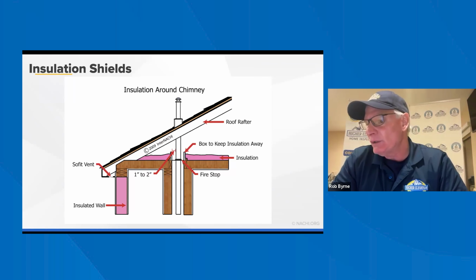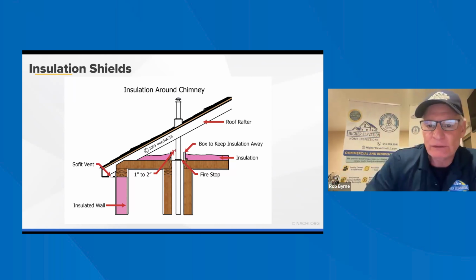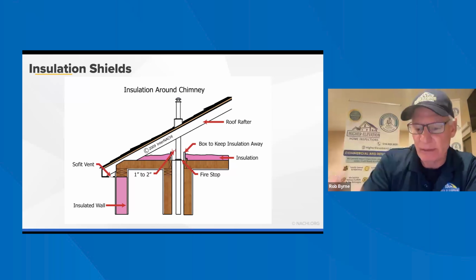Shield should be made from at least 26 gauge steel metal to provide durable separation between insulation and venting systems. The shield must extend at least 2 inches above the insulation and be securely fastened in place to prevent displacement or gaps that could compromise safety. So that's what you'll see up in the attic when the metal pipe is going through the attic.